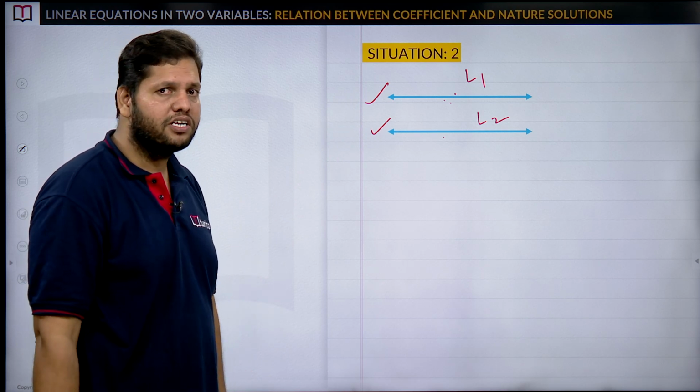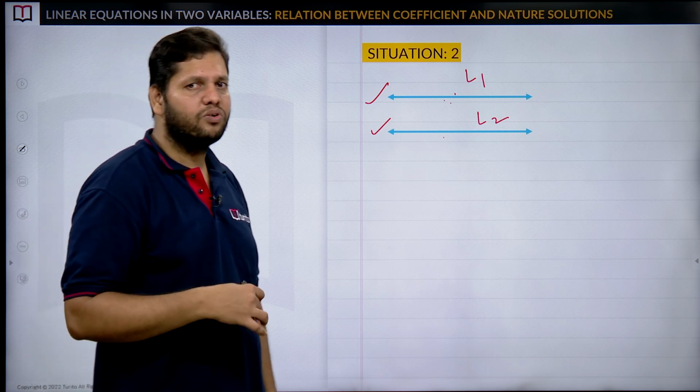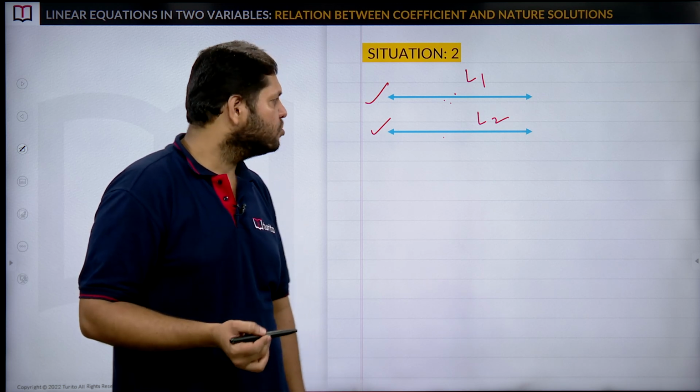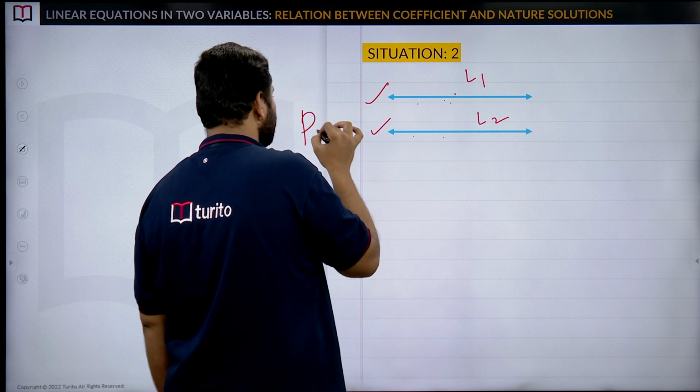They are called non-intersecting lines. When the two lines are not meeting each other, if they are parallel to each other, we can call them non-intersecting lines. So these two lines are what, children? Non-intersecting lines, or we can say parallel lines.